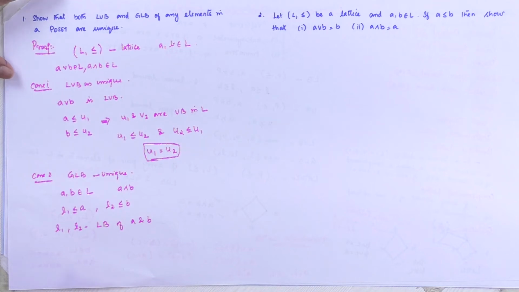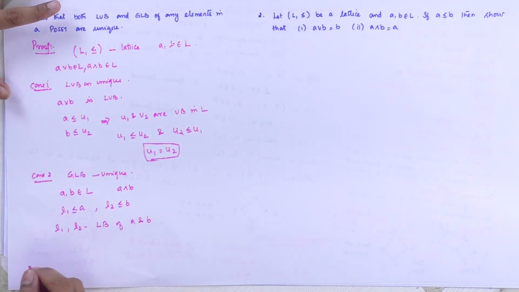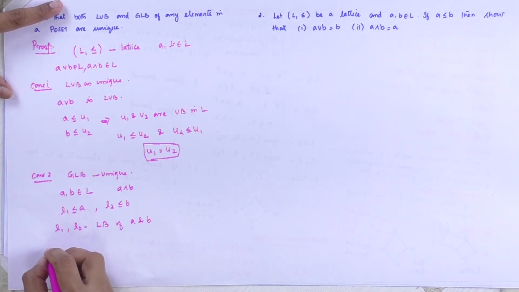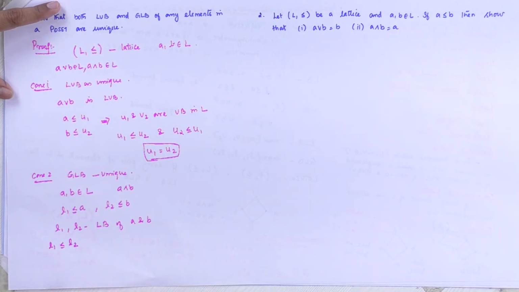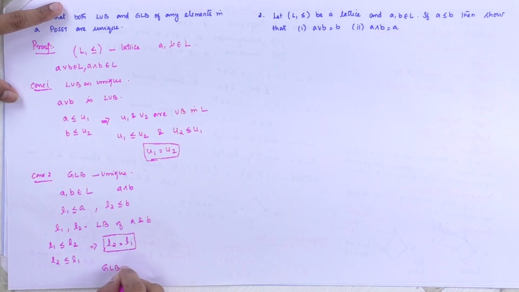Now, under the assumption that, of these two, my L1 is less than or equal to L2, then the greatest lower bound will be this. On the other hand, if I have L2 to be the least, I will have L2 less than or equal to this. So, from these two, I will have L2 equal to L1. Therefore, the GLB is unique here.